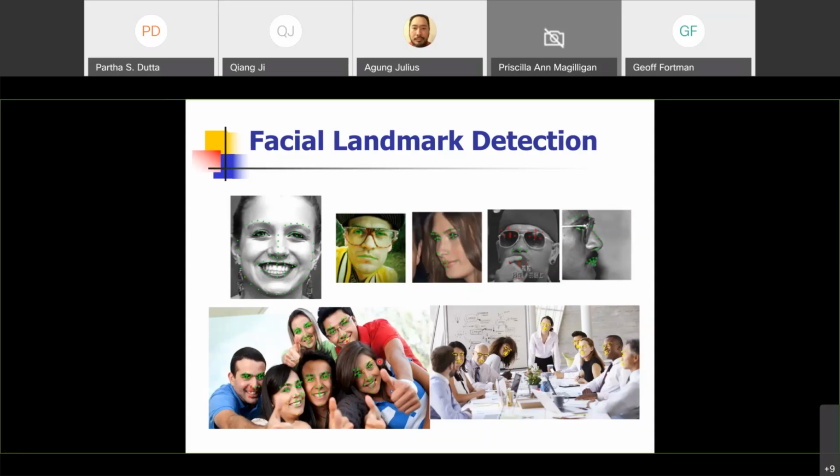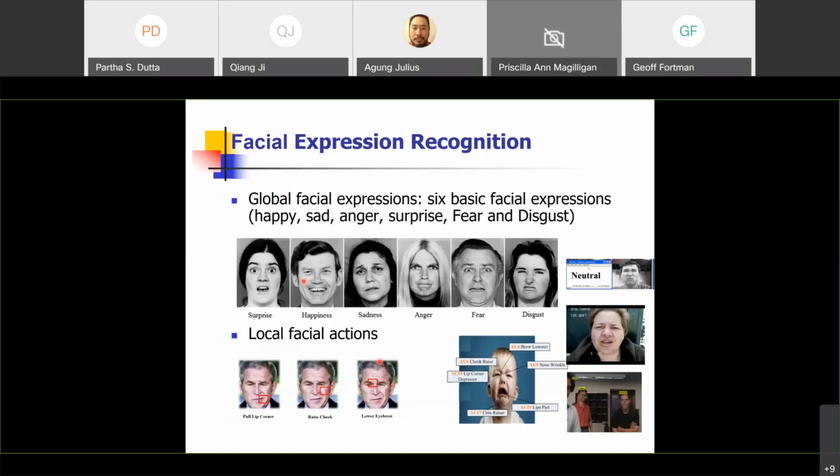Next is facial expression recognition. Once we have the facial landmark points, we can perform facial expression recognition, and we are interested in two types of facial expression. One is what we call the global facial expression. Here we want to recognize the overall facial expression, for example, surprise, happy, sadness. This captures the overall facial expression.